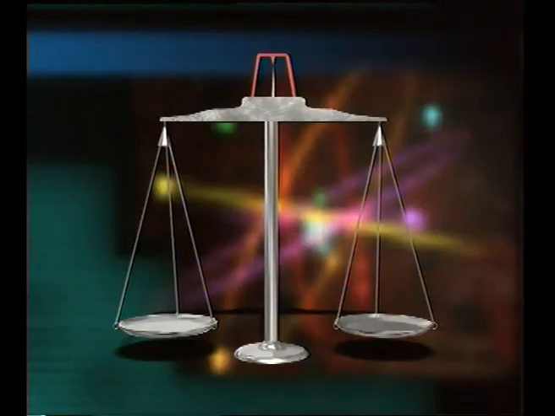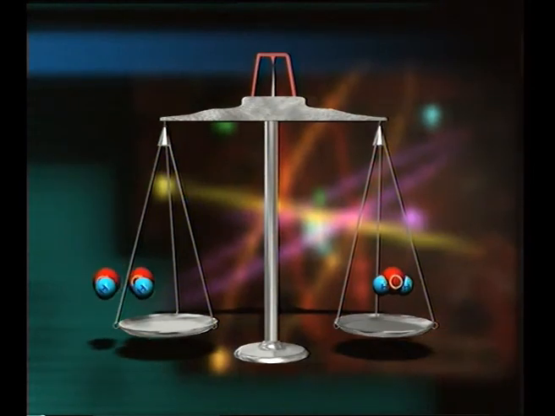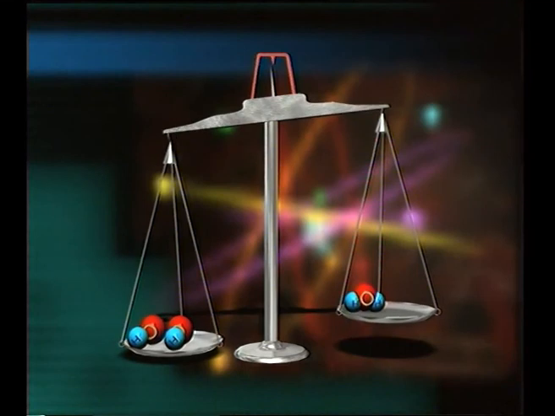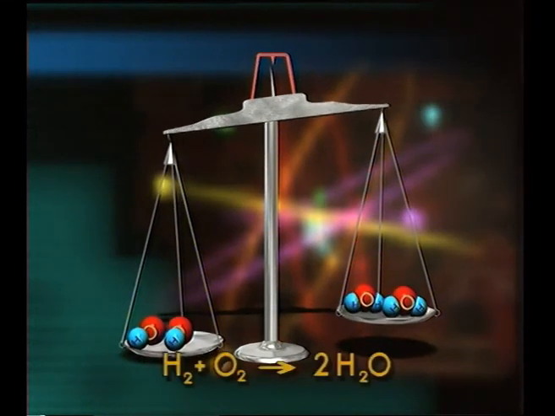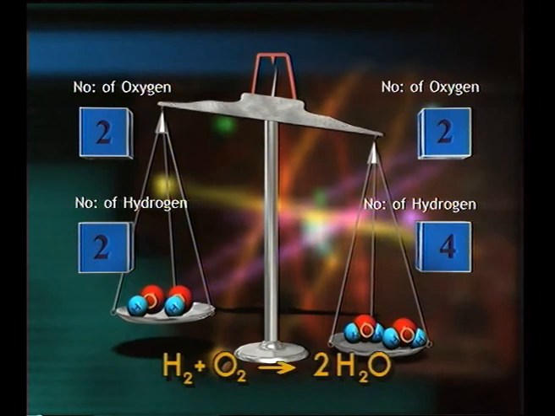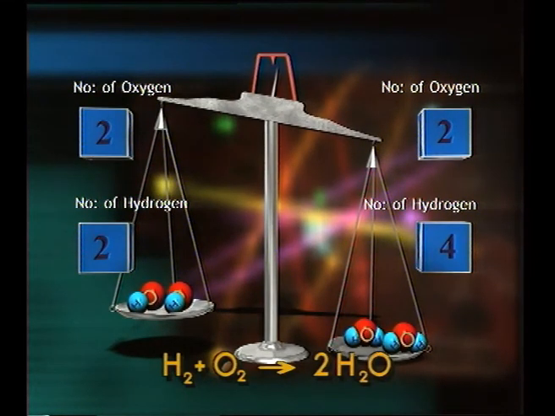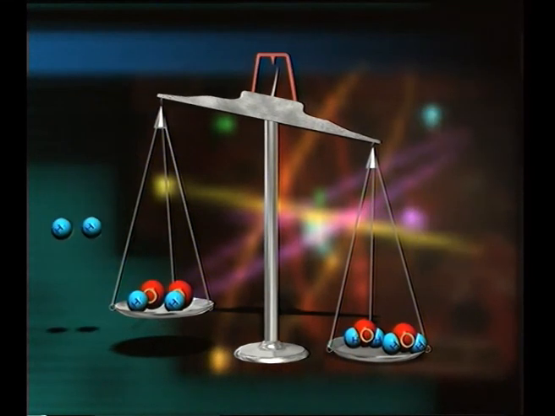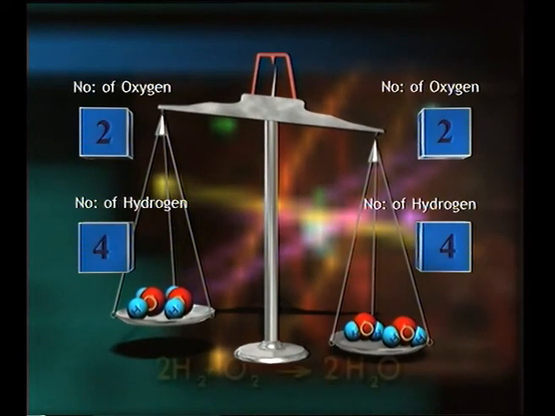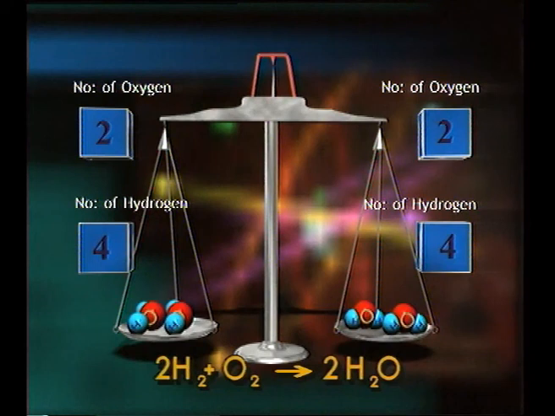It will be helpful to compare this equation to an imaginary balance. Here, the number of oxygen atoms on the left side is more than that on the right side. In order to equalize the number of oxygen atoms, one more water molecule can be added on the right side. Now the number of hydrogen atoms varies. The equation would be balanced when one more hydrogen molecule is added on the left side. 2H2 plus O2 gives 2H2O.